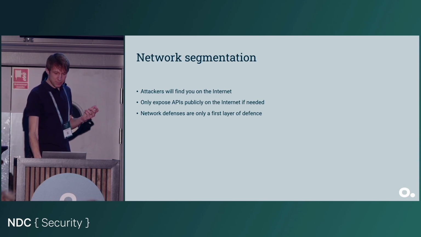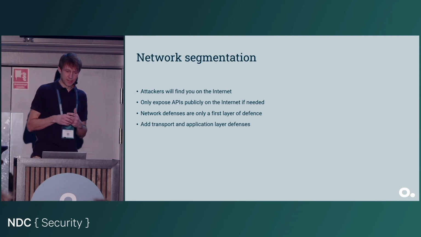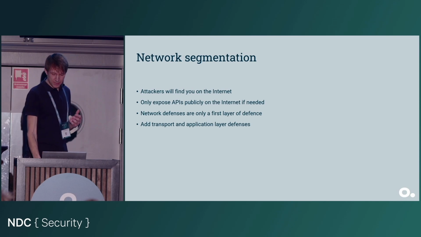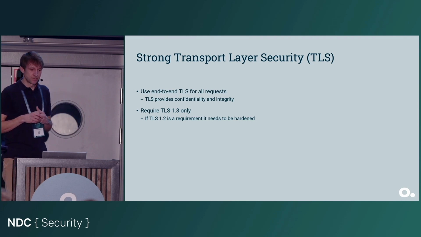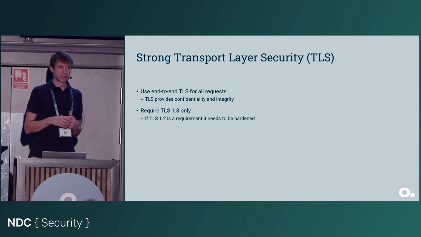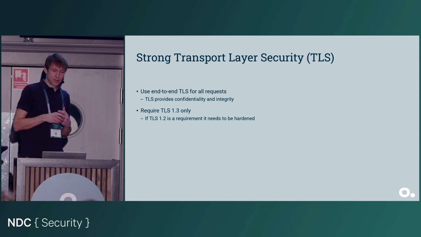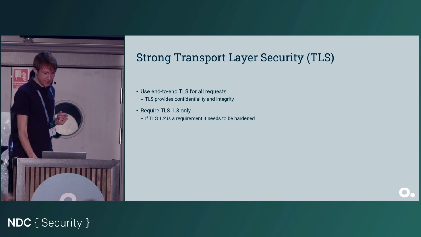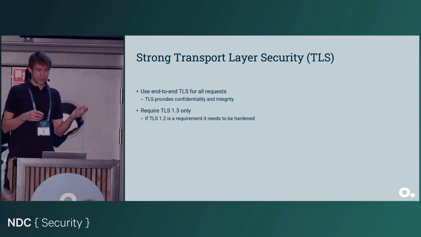So we need to add more security and more defenses. We add transport and application layer defenses. Next we will look at transport layer security, and it's vital to have strong transport layer security for the application layer defenses that we add later on. It's important to use end-to-end strong transport layer security for all requests, and that will provide us with confidentiality and integrity for the requests we send.